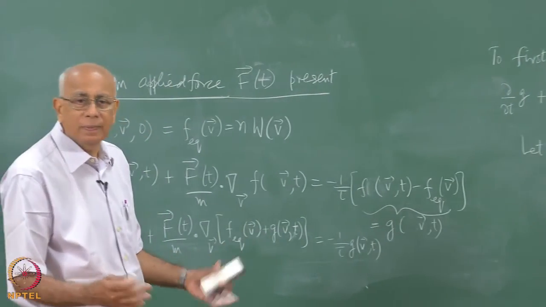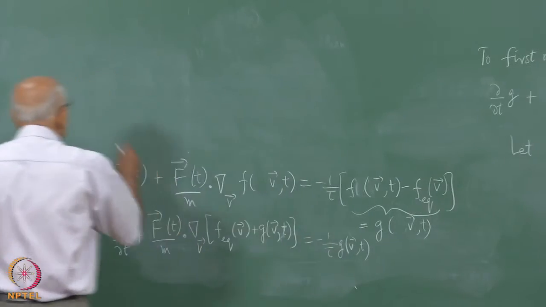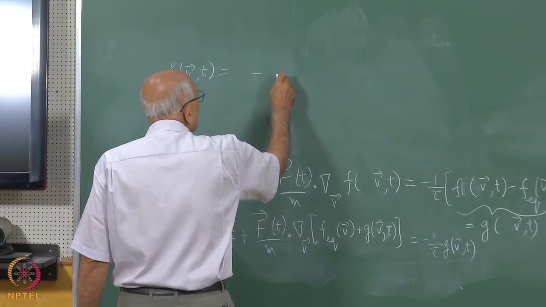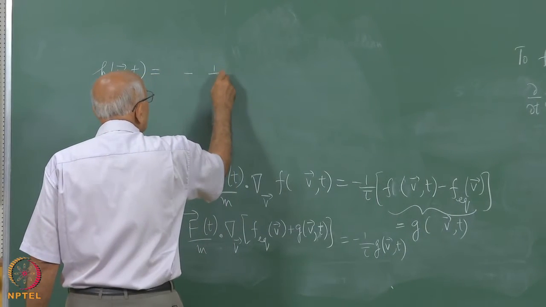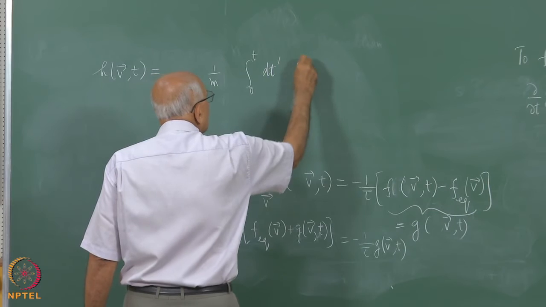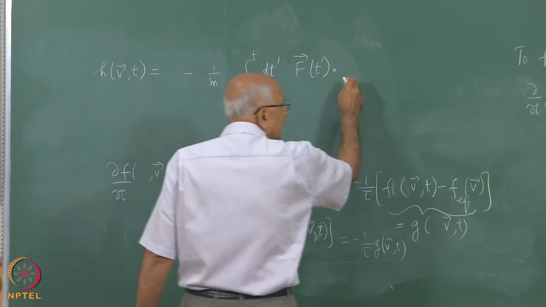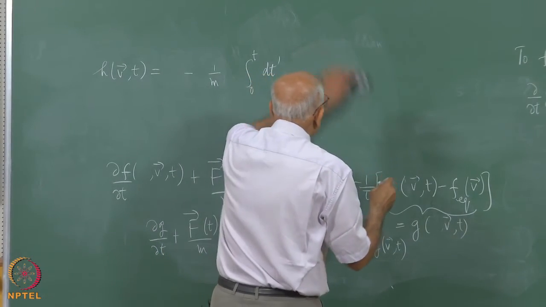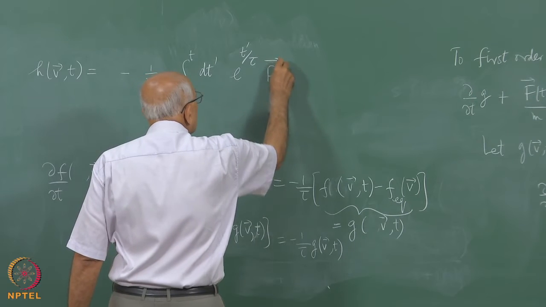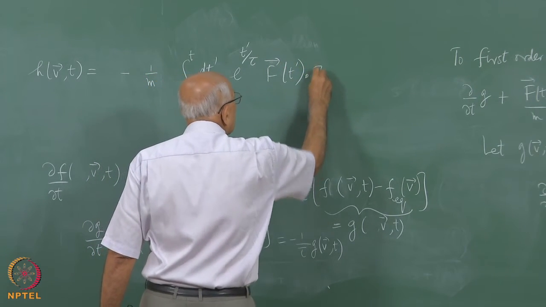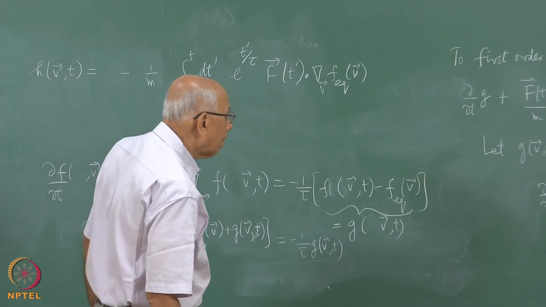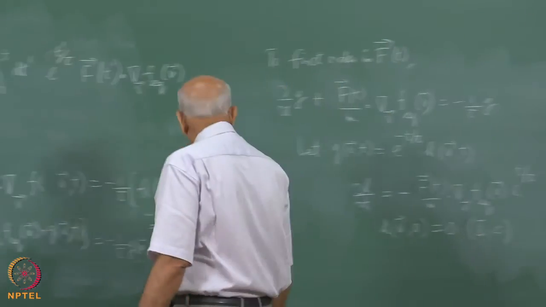And we have a formal solution. And what is the formal solution now? It says H of v, t is equal to minus, let's take out a 1 over m, integral from 0 to t dt' f of t' dot gradient v times e to the t' over tau, we shouldn't forget that, times f of t' dotted with gradient with respect to v of f equilibrium of v. That's H.